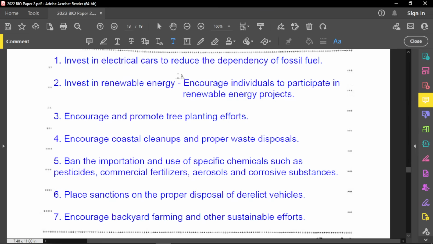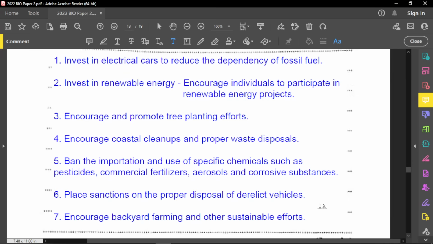We can also invest in renewable energy, and we encourage individuals to participate in renewable energy practices or projects. We can encourage and promote tree planting efforts. We can encourage coastal cleanups and proper waste disposals. We can also ban the importation of and use of specific chemicals such as pesticides, commercial fertilizers, aerosols, and corrosive substances. We can place sanctions on the proper disposal of derelict vehicles.